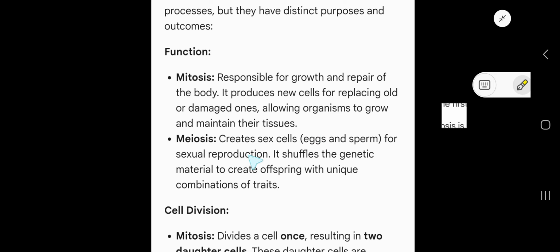On the other hand, meiosis creates sex cells, eggs and sperm, for sexual reproduction. It shuffles the genetic material to create offspring with unique combinations of traits.